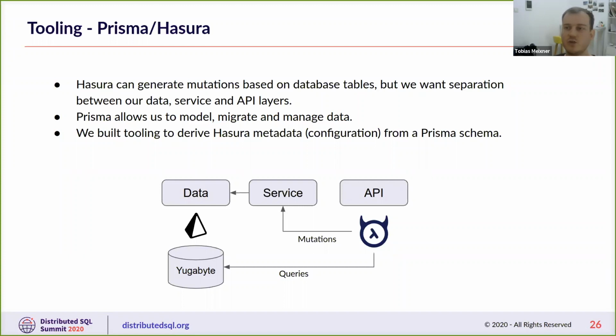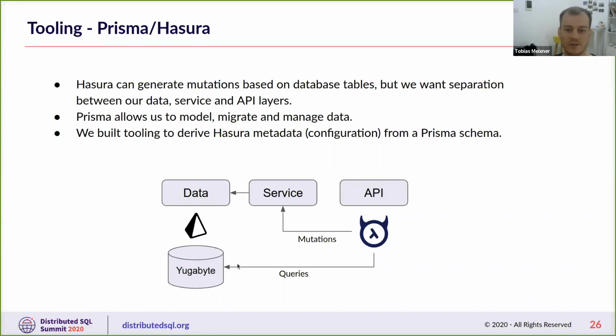For us, we decided to combine Hasura and Yugabyte also with Prisma, which all three play very well together. And what we end up with is essentially this model where you have Hasura as an API layer, where you have mutations defined as actions in Hasura, and which then are used in the service layer. So for each service that we have, we then have a data layer, which is using the Prisma client. And the Prisma client is essentially our source of truth for the data.